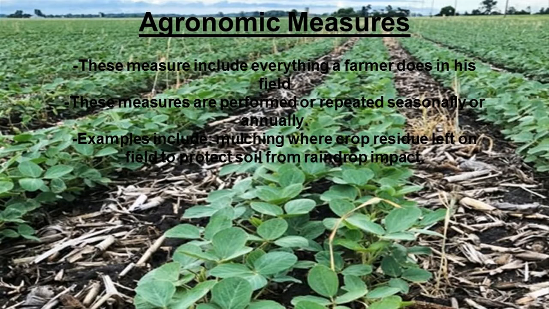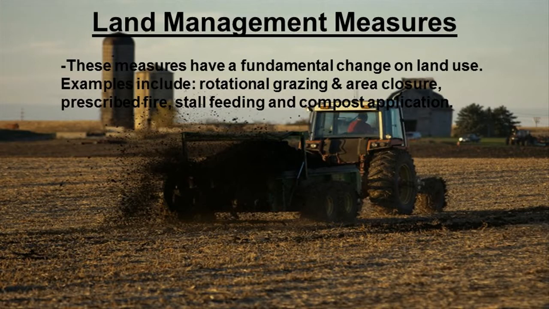Agronomic measures. These measures include everything a farmer does in his field. These procedures are repeated seasonally or annually. Land management measures. These measures have a fundamental change on land use. Examples include rotational grazing and area closure, prescribed fire, stall feeding and compost application.